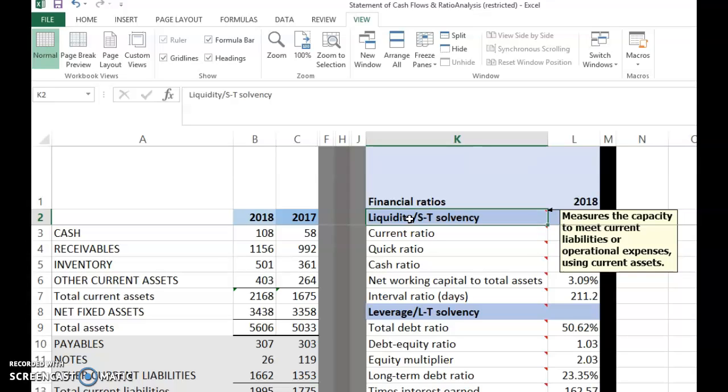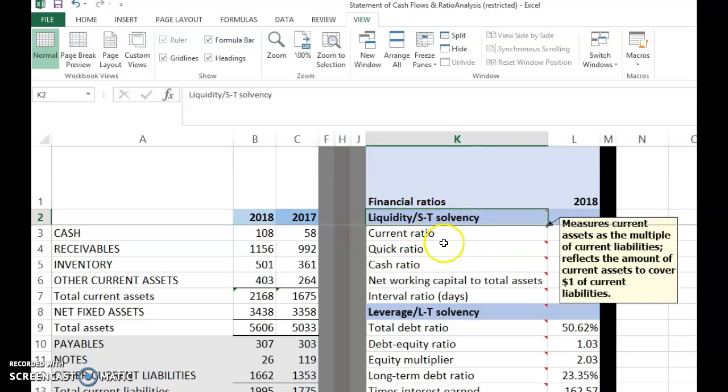So there are a few key words here. First, it measures the capacity. Capacity is one key word. Then to pay current liabilities or to pay operational expenses, this is the second keyword. Then using what? This is the third key: using current assets. Under this category there are several ratios.